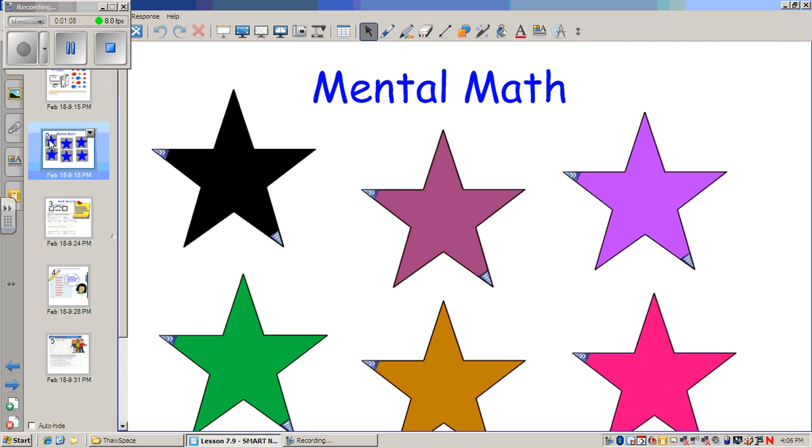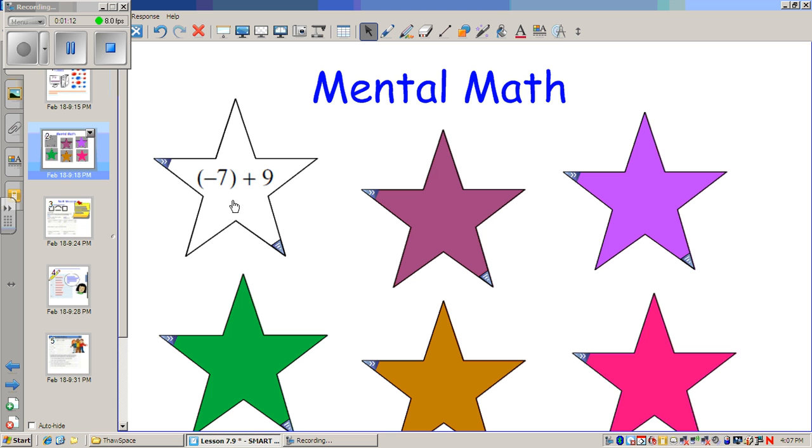So we're going to do a little mental math to warm up. This one says, negative 7 plus 9. Again, remember, what did we talk about with this? We said you need to make sure you know, do I have more negatives or more positives? And in this one, I have more positives, so my answer is going to be 2. And hopefully you saw that as well.